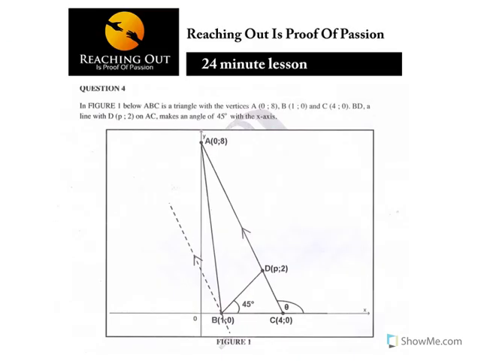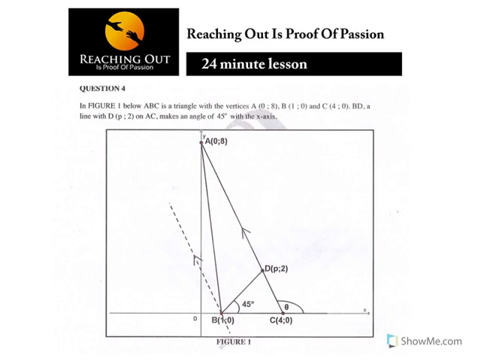Now let us move on to question number 4. It says, in figure 1 below, ABC is a triangle with vertices A (8, 0), B (1, 0), C (4, 0). So you've got these vertices. You can see there is your A, there is our B, there is our C. BD is a line. Where is BD? There is the BD line there, and D is P, 2. There is our D there.